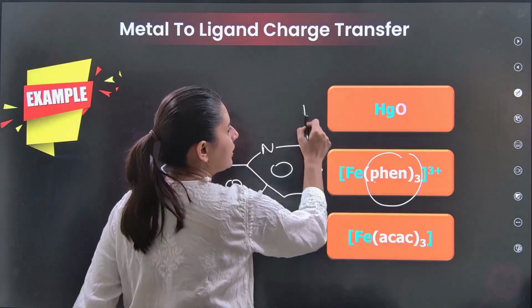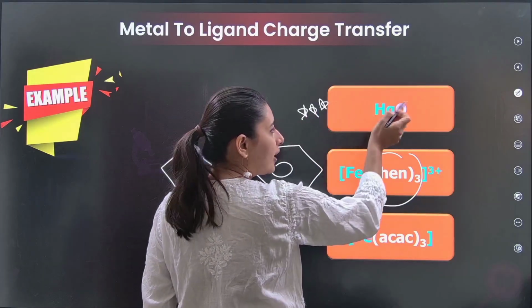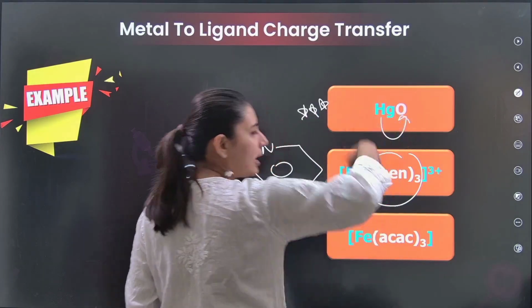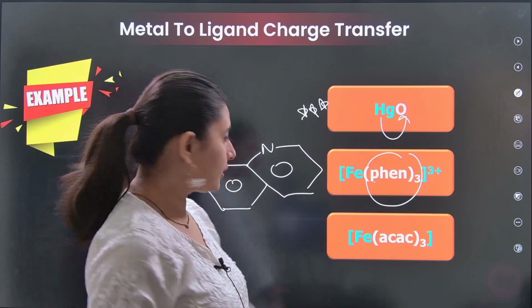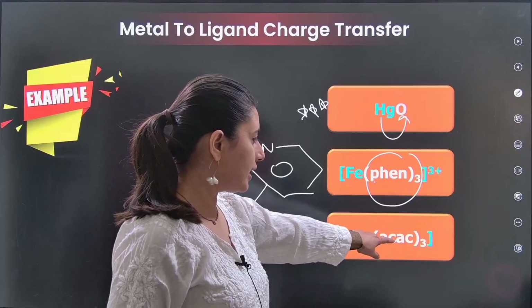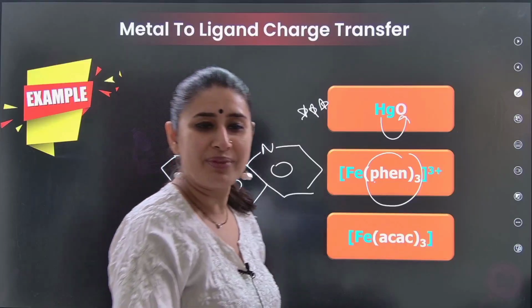HgO is the classic example of this, where you see a color because mercury has transferred an electron to oxygen. That is why there is a color. Or Fe(acac). What is acac? Can you tell me this one also?